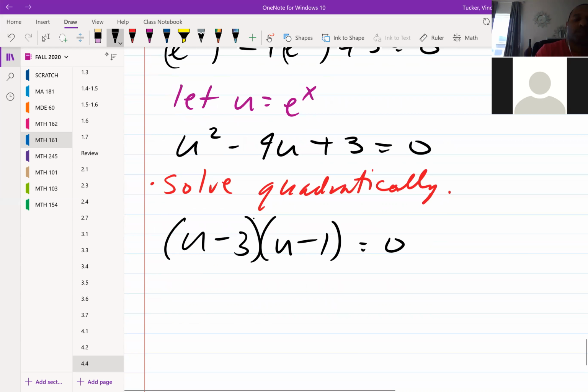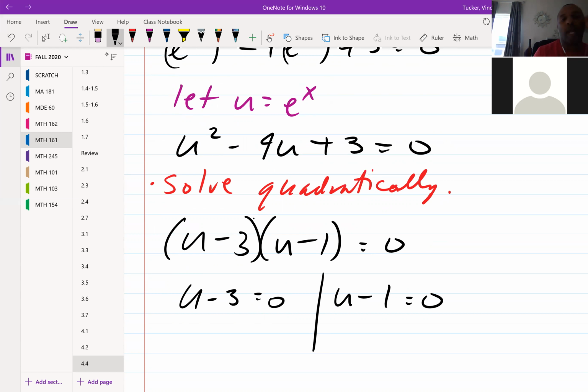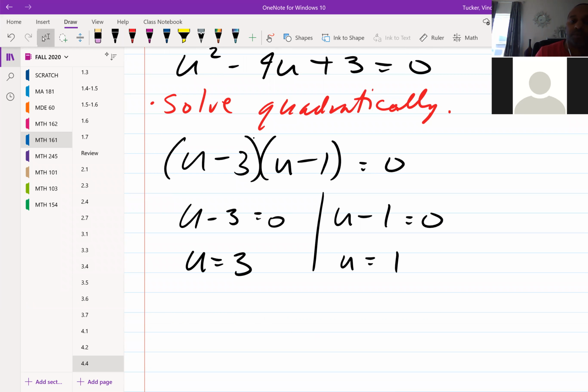Set each part equal to 0. Now, you don't have to use u substitution in order to do this. If you see the relationship, then feel free to flow with it. But you do stuff like this to help you see the connection and the relationship. So we have u equal to 3 and u equal to 1.